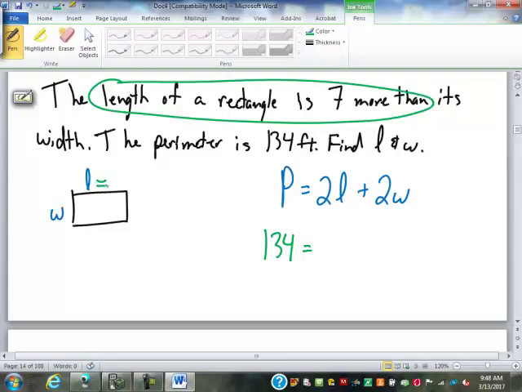So the length implies that the length equals something. 7 more than the width is W plus 7. So that means over here we're going to replace L with W plus 7. So 2 times L becomes 2 times, and we're going to put this in parentheses, W plus 7.